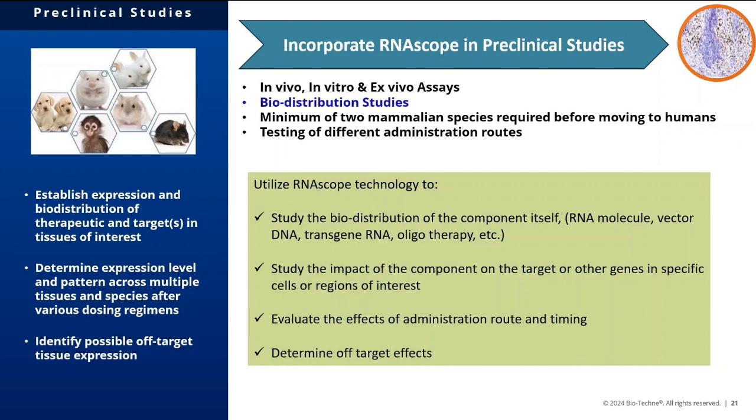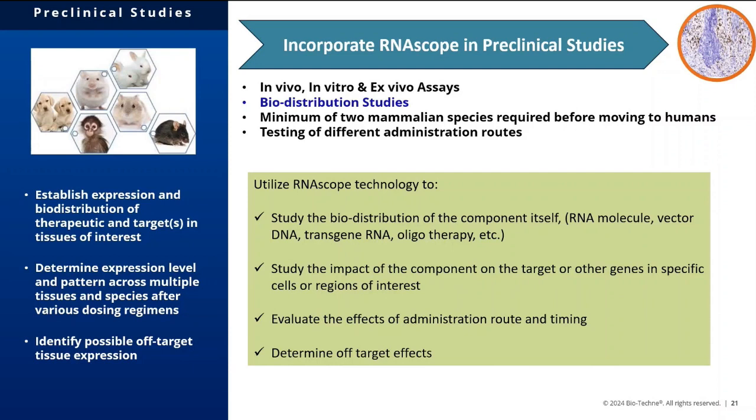It can also be used to study the effect of the therapeutic on the target itself across various regions of interest, within tissues from different species, as well as after different routes of administration and various time points after treatment. Importantly, RNAscope is also a great tool to determine whether the therapeutic is reaching or having an effect on specific cells or tissues that may lead to adverse toxicological or safety effects.